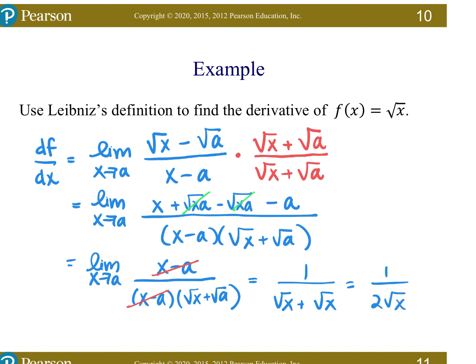Same thing. X and a are the same thing. They're approaching each other. It's fine. You can totally use a's if you want. It does not matter. X and a are approaching each other. If you like it that way, that's fine.